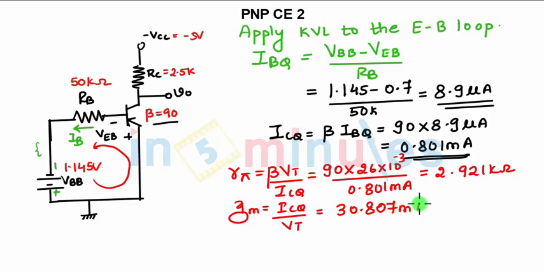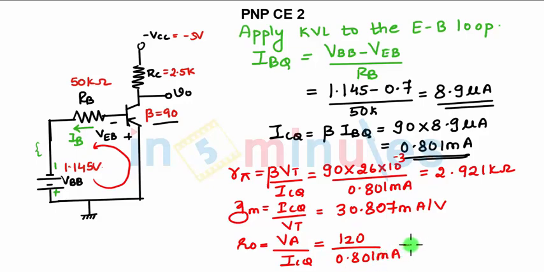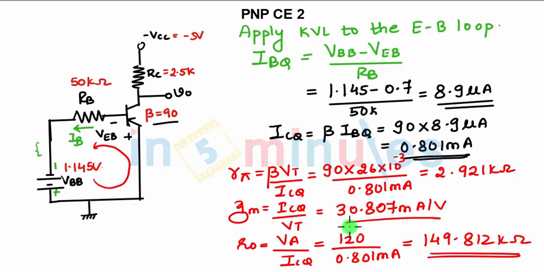30.807 milliampere per volt. And finally RO. RO is VA divided by ICQ. You know VA given in the question. VA is given as how much? 120 divided by ICQ, we have found 0.801 milliampere. So this will give you 149.812 kilo ohms. So we have found the AC parameters which was asked in the question.